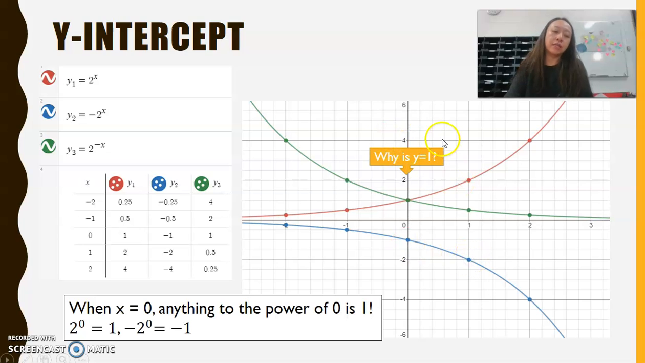So I've answered that. When x equals 0, anything to the power of 0 is 1. Therefore, 2 power 0 is 1, but negative 2 power 0 is negative 1.